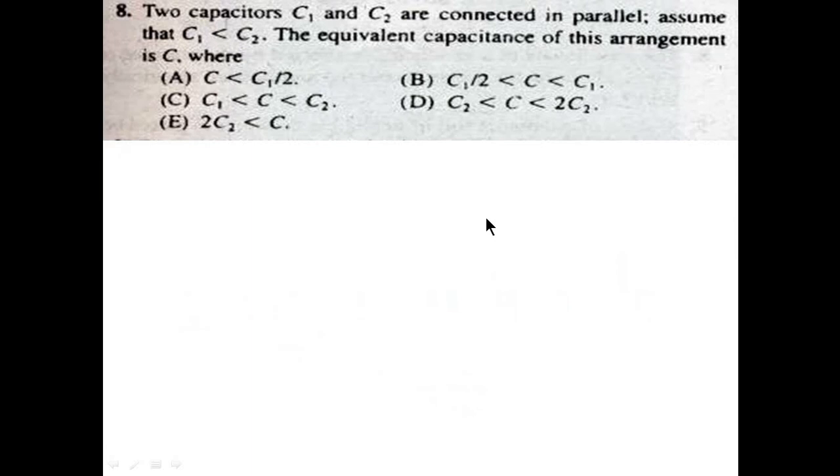Question number 8: two capacitors C1 and C2 are connected in parallel. Assume that C1 is less than C2. The equivalent capacitance of this arrangement is option A, C is less than C1 by 2, or C1 by 2 is less than C and this is less than C1, or C1 is less than C is less than C2, or C2 is less than C that is less than 2 of C2, or 2C2 is less than C.